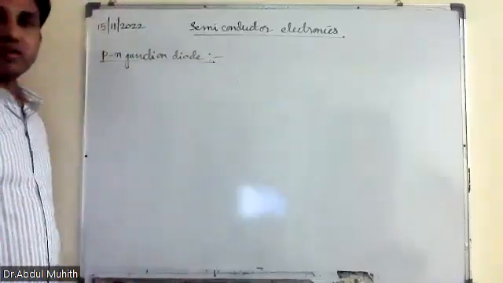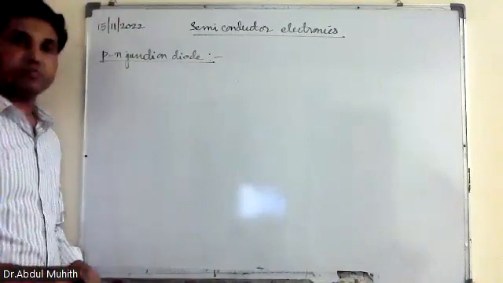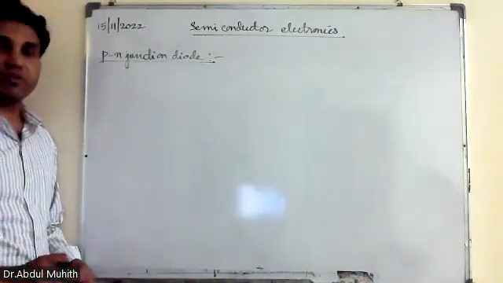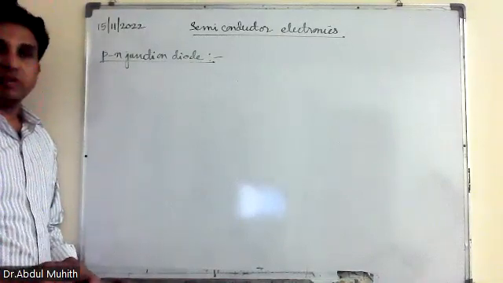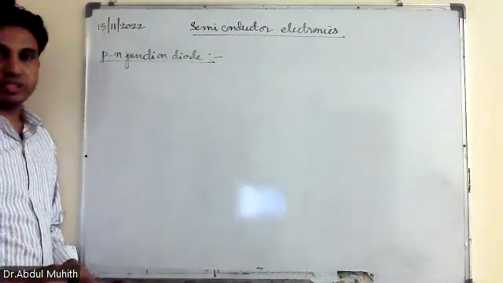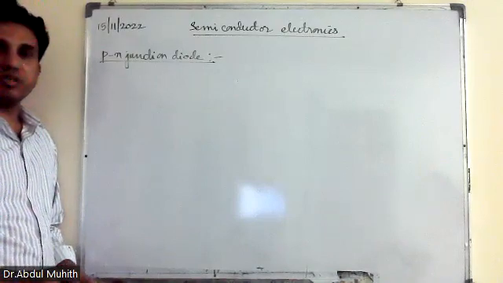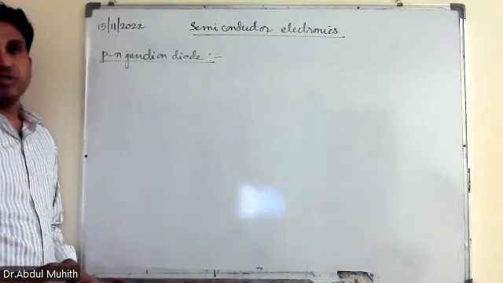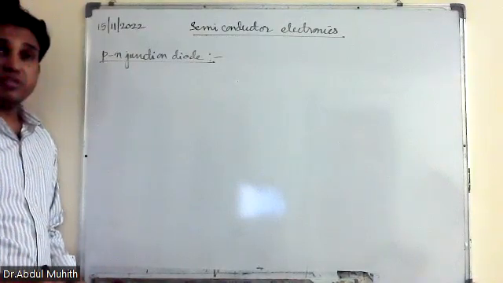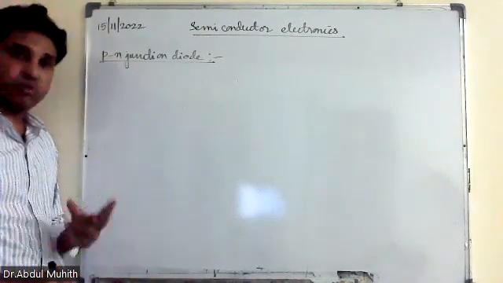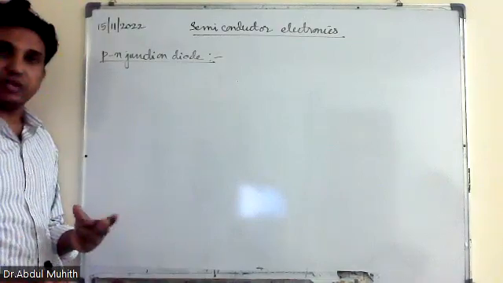See, PN junction diode, the first part of the microelectronics. In microelectronics, we have PN junction diode, then we have Zener diode, tunnel diode, then transistors. But transistors are removed from the syllabus. So it forms actually the basic diode. Diode means what? Two pins. It is having two terminals. All two pins is said to be a diode.